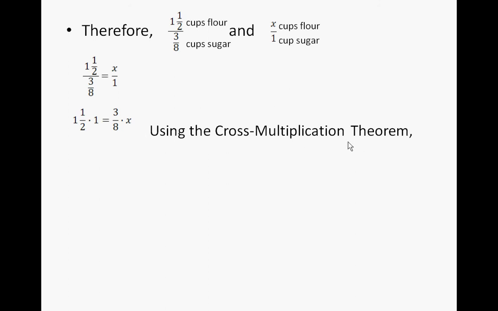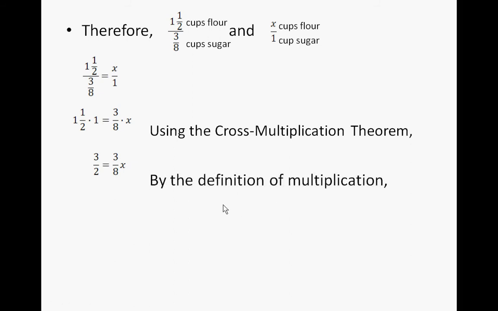Using the cross multiplication theorem, I state what I am multiplying. Well, 1 times 1 1/2, we can just say it's 3/2, turning our mixed number into an improper fraction, and since it's multiplied by 1, that's not going to change. So 3/2 is equal to 3/8 times x, which is 3/8 x. Now, by the definition of multiplication, 3/8 times some number is going to be 3/2. So we need to multiply by the reciprocal.